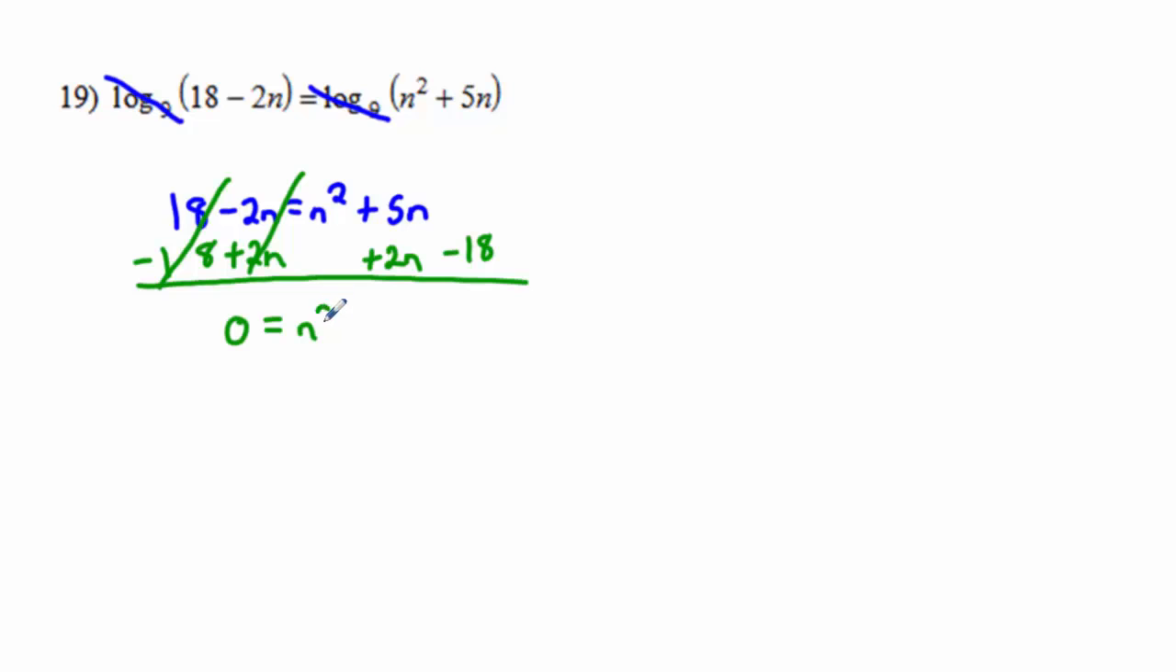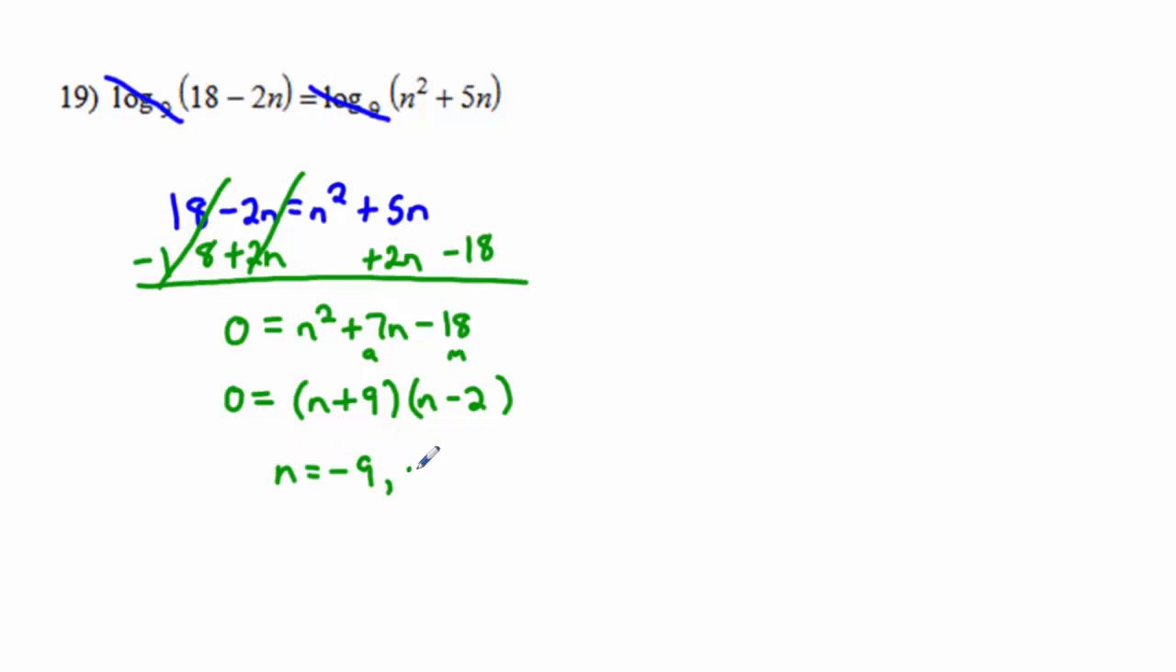So 0 equals n squared plus 7n minus 18. And so to solve this, I either use the quadratic formula or I can factor. So what multiplies to get -18 that adds to get 7? I'd use +9 and -2, which means n equals -9 and +2.